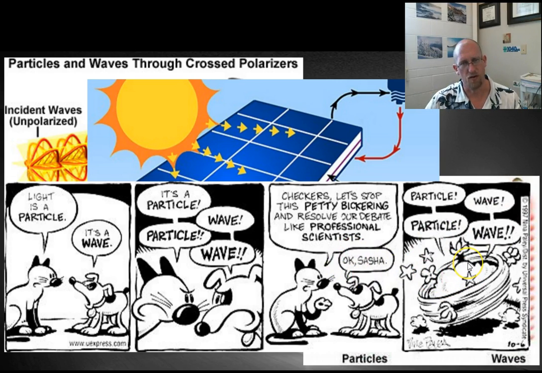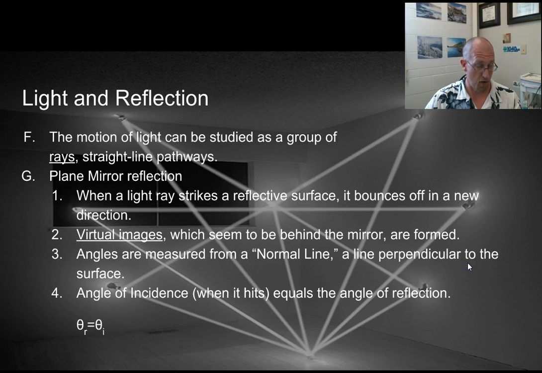Physicists have been arguing over this for a long time. So it's both a wave and a particle.